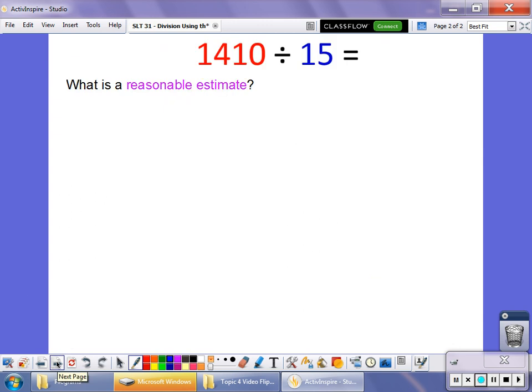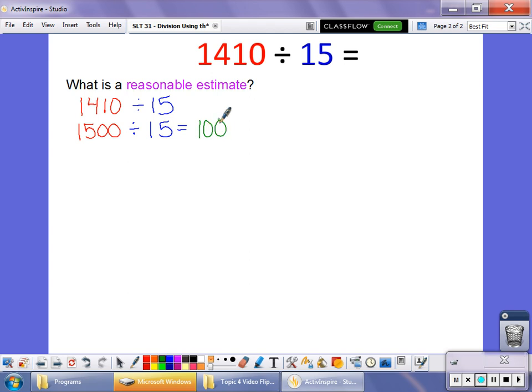Sometimes you'll be given problems that aren't word problems. For example, 1,410 divided by 15. So a reasonable estimate: 1,410 divided by 15. Again, I'm going to think of 1,410. That's close to 1,500. And I'm going to divide that by 15. And I'm going to see my answer will be close to 100. May not be exactly 100, but it'll be close to it.